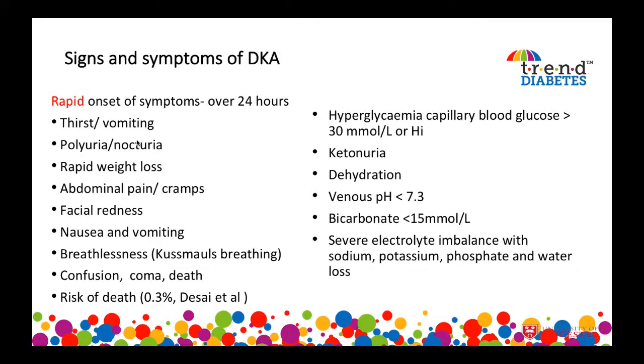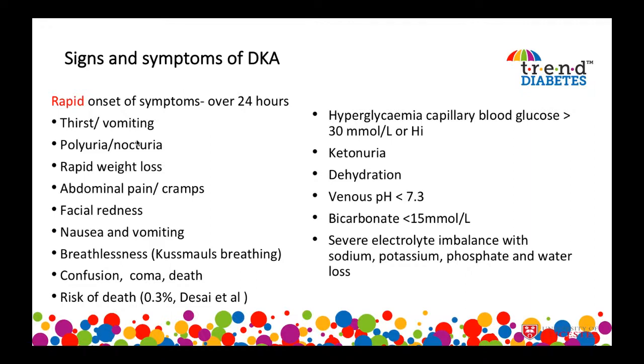Abdominal pain and cramps, and I've put facial redness in, and that's something that I've seen quite often actually. So really very, very red faces. As these symptoms increase and as they develop over a short time, then you might get nausea and vomiting. You'll get breathlessness, and in particular, the breathing will be something described by Kussmaul, which is a slow, heavy breathing. People feel breathless, and that would lead to confusion, coma, and death.